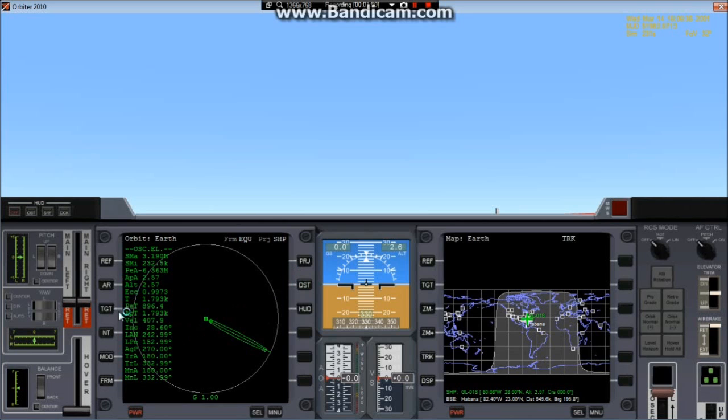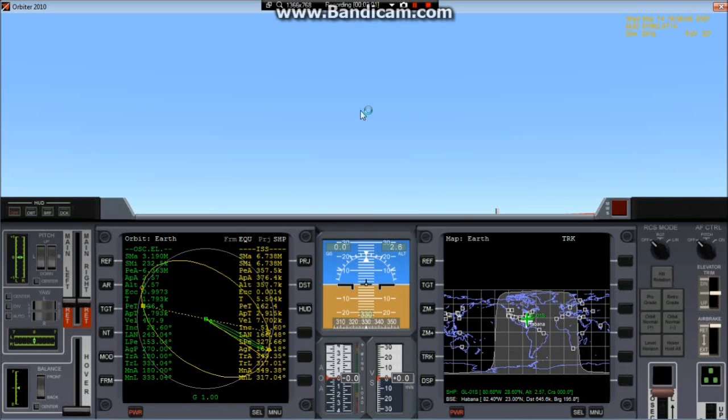And now what we're going to do is press TGT, which stands for target. And we're going to target a spacecraft. Can you guess what it is? It's the International Space Station. This is an image of the International Space Station's orbit as compared with ours. It is not elliptical, it's nearly circular as indicated by the low eccentricity value. However, it is greatly inclined with our orbital plane.